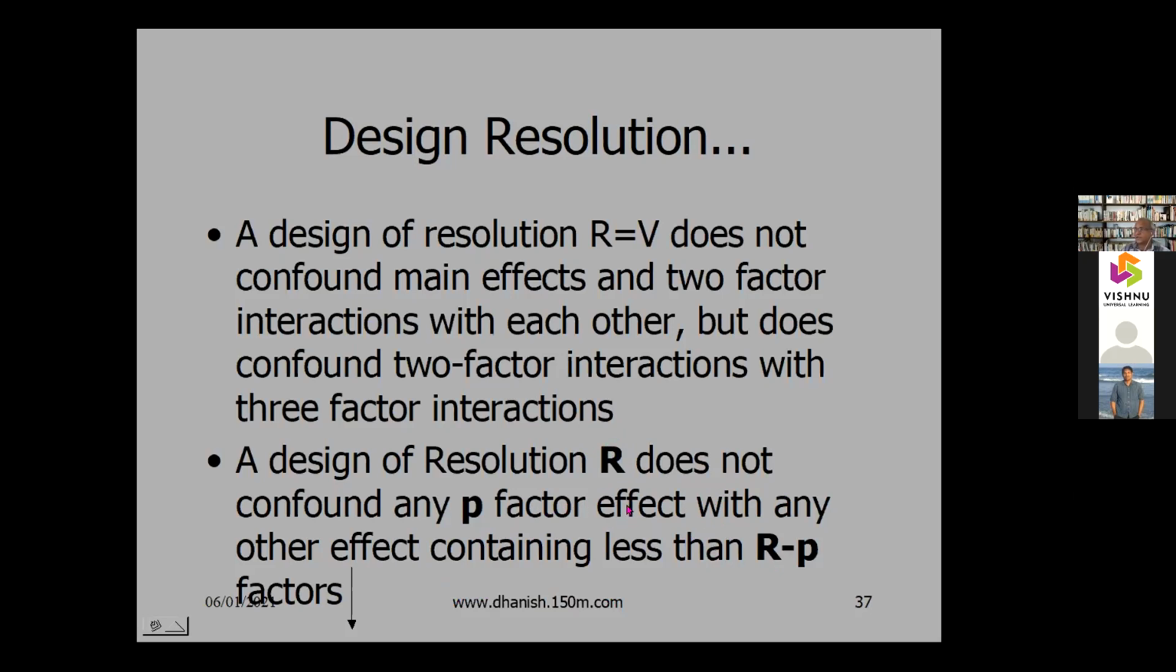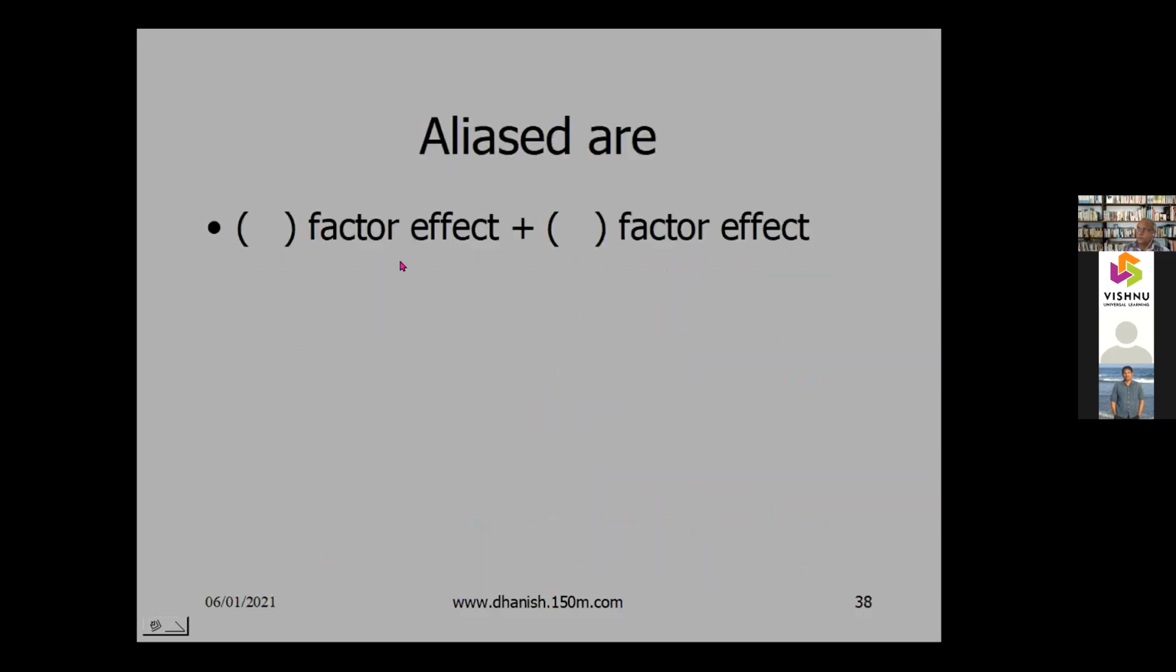P and R minus P are confounded. Okay. So resolution 5 means 3 factor and 4 factor, 1 factor and 3 factor, and all are not confounded. Okay. So there are some factor effects; this factor effect plus this factor effect, they are confounded. So that is the resolution. So if it is resolution 5, 2 plus 3 are confounded. 2 and 3 are confounded. 1 and 4 are confounded. So 1 plus 4 is also 5.